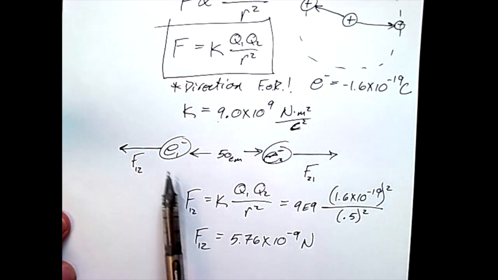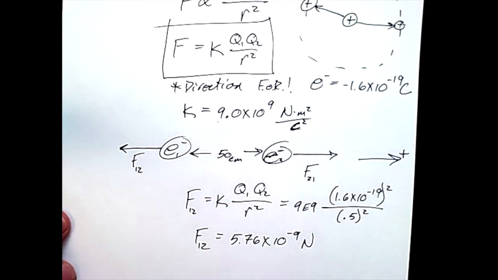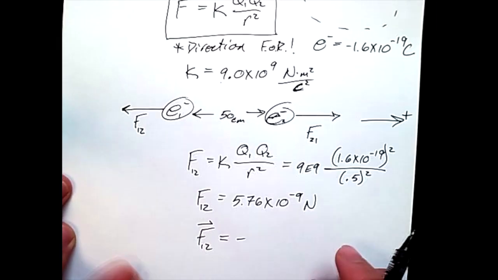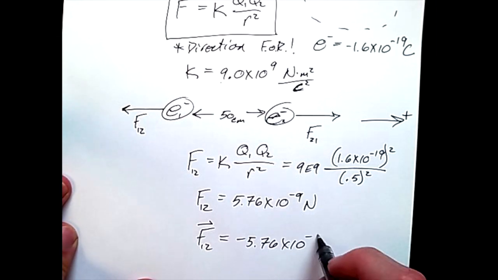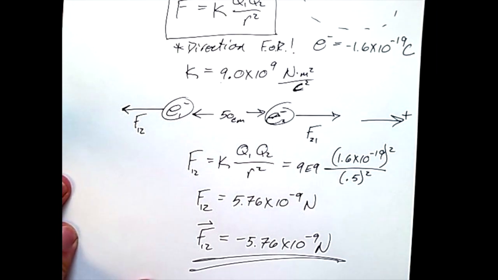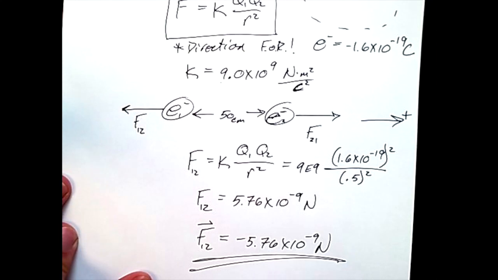So if I'm looking at a linear problem where this direction is defined as positive, then in this particular case, the force on 1 due to 2 as a vector is going to be negative 5.76 times 10 to the negative 9th newtons. This answer is only appropriate given the frame of reference that was listed above, so it's problem specific.